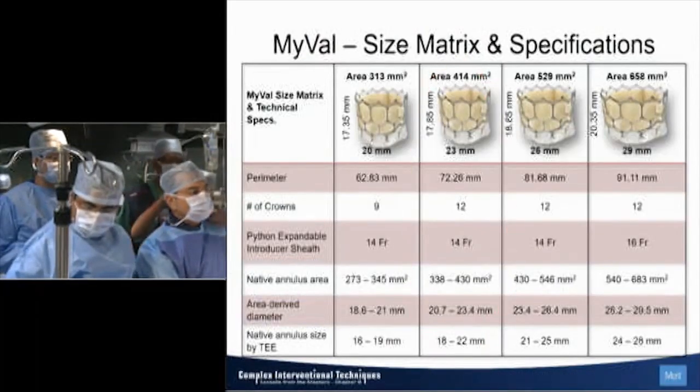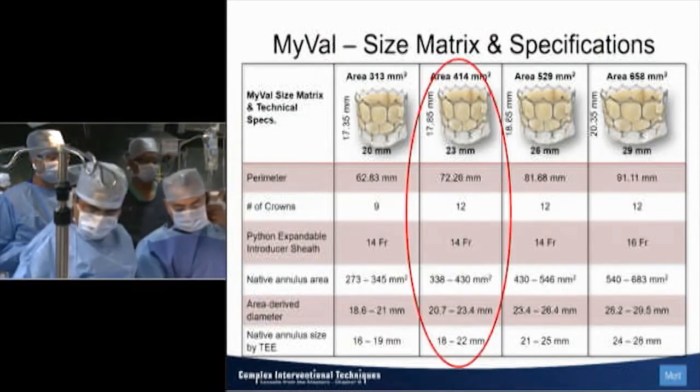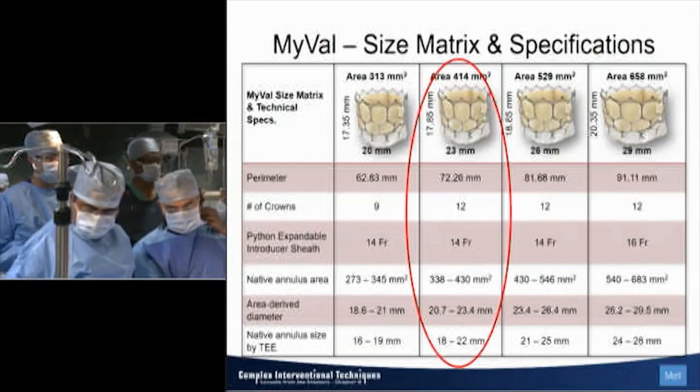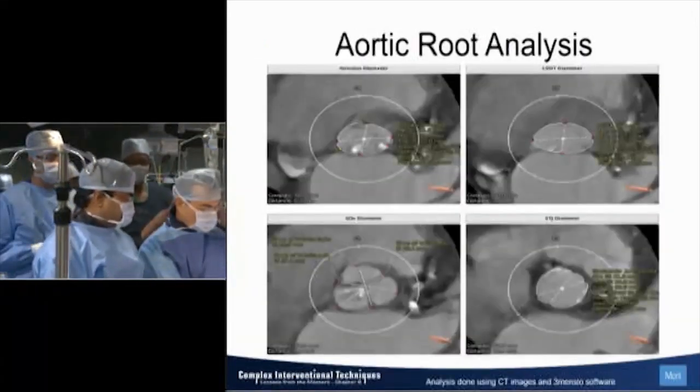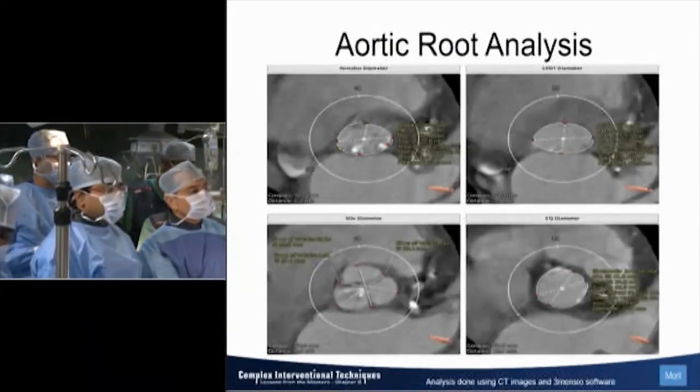So we've selected a 23 millimeter valve. As of now, it's going to go through a 22 French sheath. CT scan assessments show not much calcium on the leaflet.